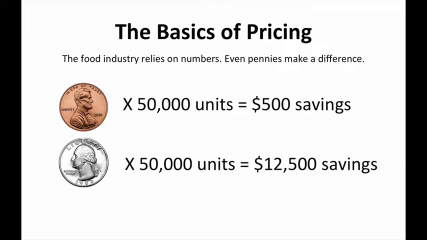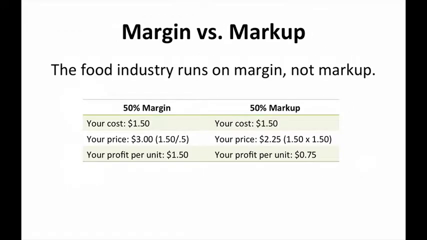If you can save a penny on 50,000 units that you make across the entire year, you save $500. But if you build that out into saving a quarter on 50,000 units, you have $12,500 worth of savings. So every penny counts in pricing and food manufacturing, and really in any manufacturing. Where you can shave those pennies off, they eventually become nickels, dimes, and quarters, and you end up saving a lot of money over the long run.